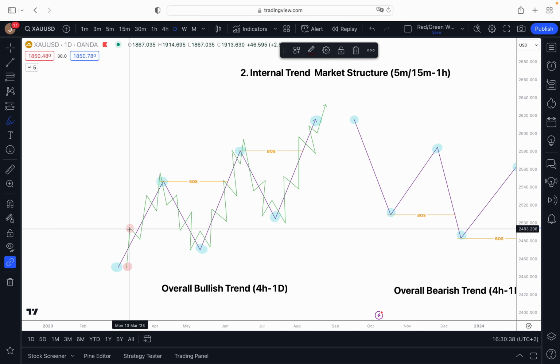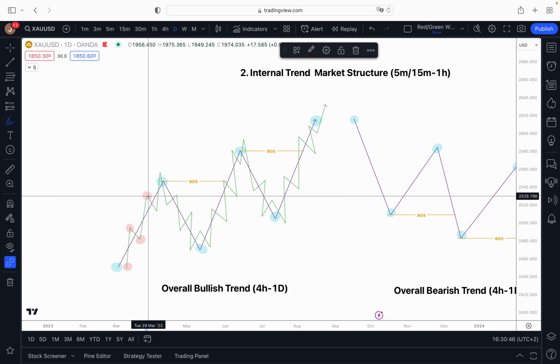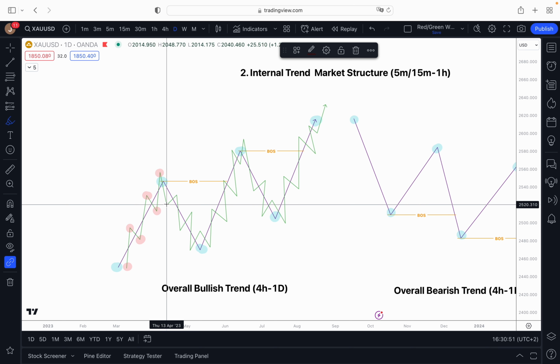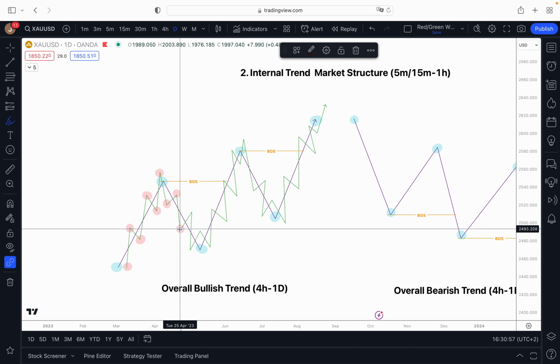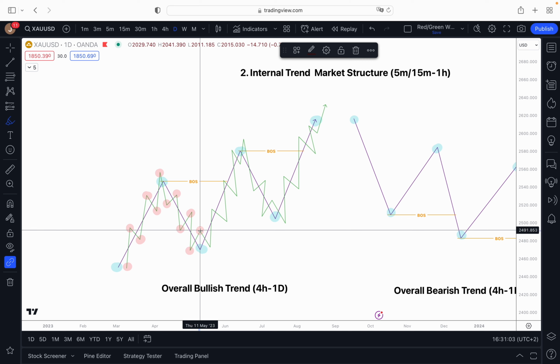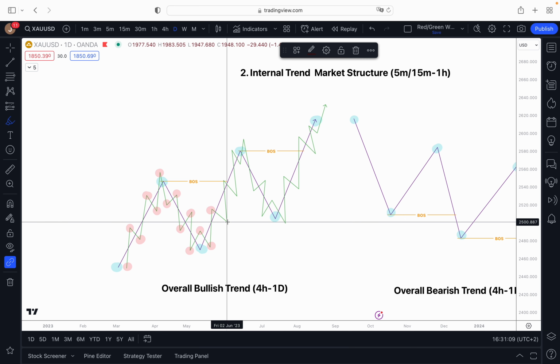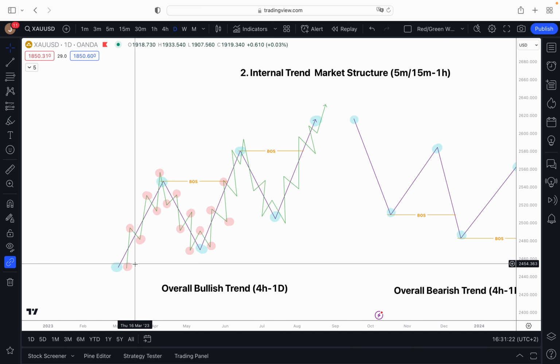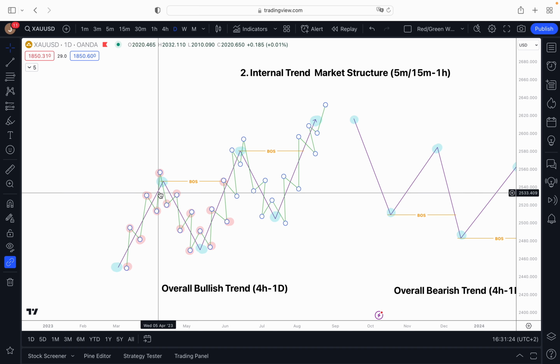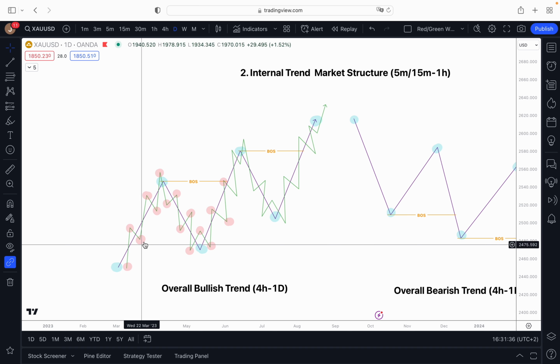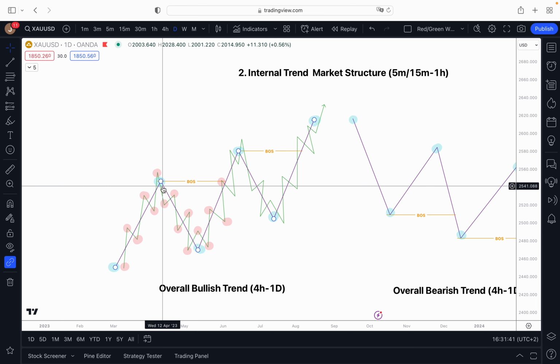We have a higher high right here, and higher low, higher high, higher low, higher high, higher low, lower high, lower low, lower high, lower low, lower high, higher low, higher high, higher low, higher high, and so on. And as you can see, we have these smaller trends right here. We have this trend leg to the upside, this bullish trend leg.